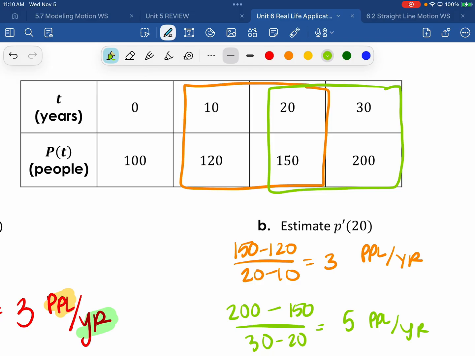And years is YR. So can we not use like local linearity or the thing where we use?